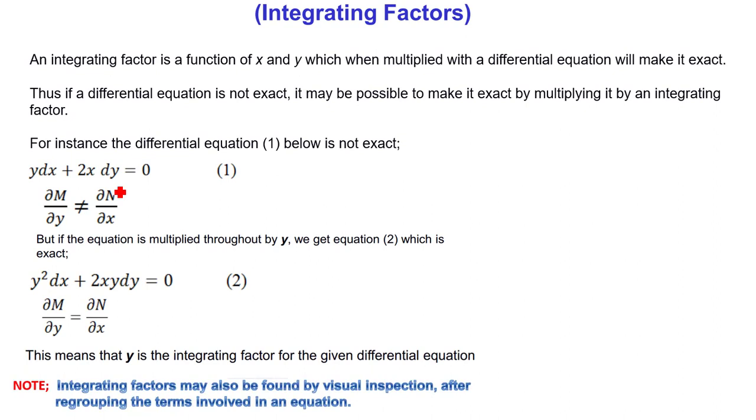Alright, you should also note that integrating factors may be found by visual inspection after regrouping the terms involved in the equation. Like what we did in this first example, we just used inspection, where you observe, group the terms, and see which function you can multiply with the given differential equation to make it exact. So what we used here was just inspection. However, there are other methods. There is a general method that you can use to find these integrating factors. Let's take a look at this method.